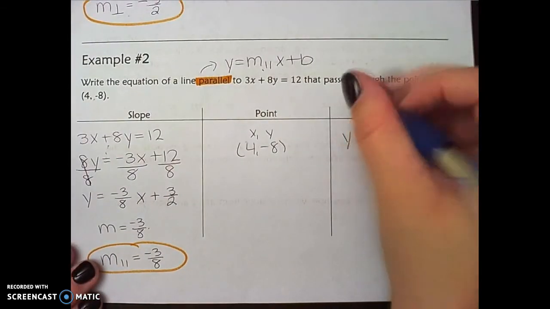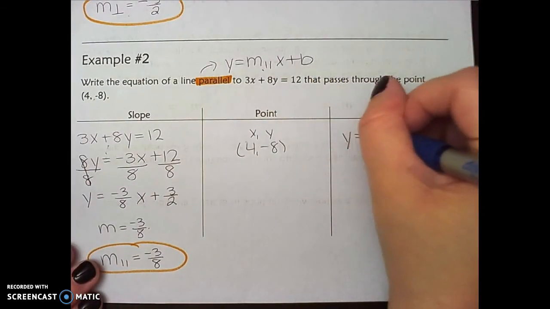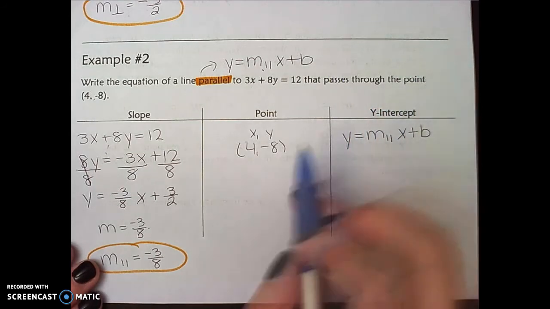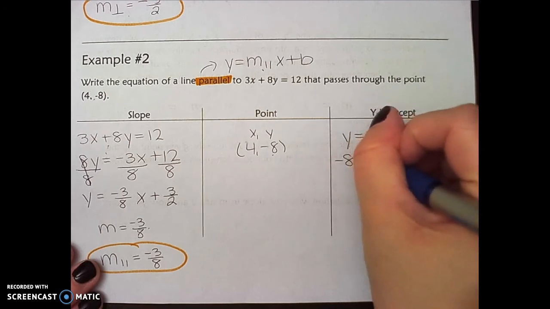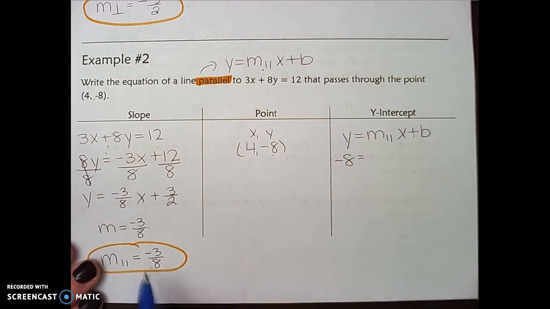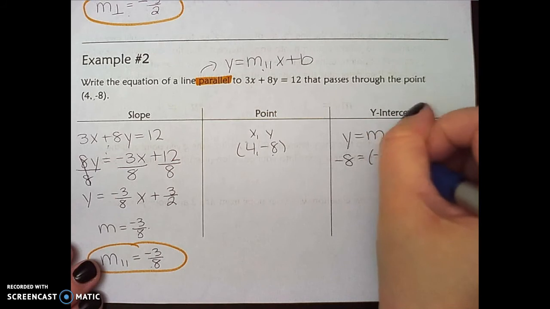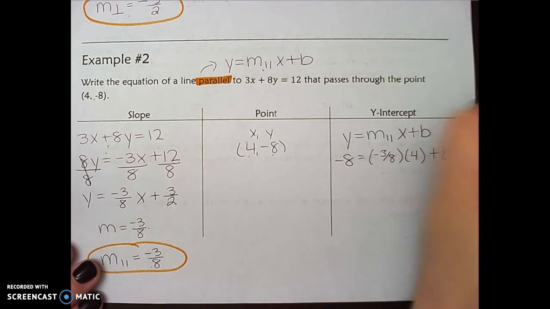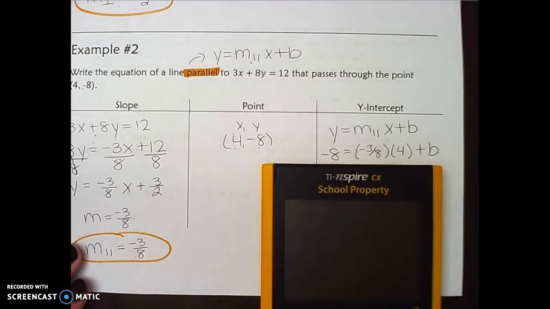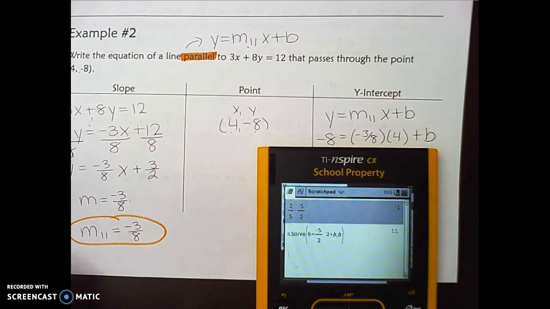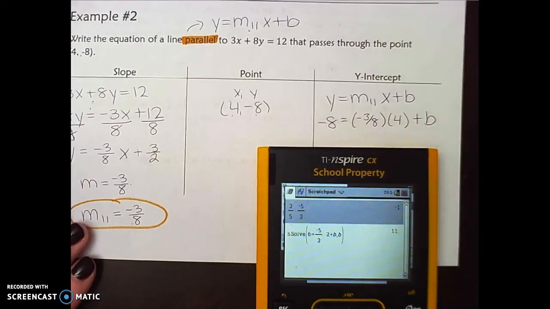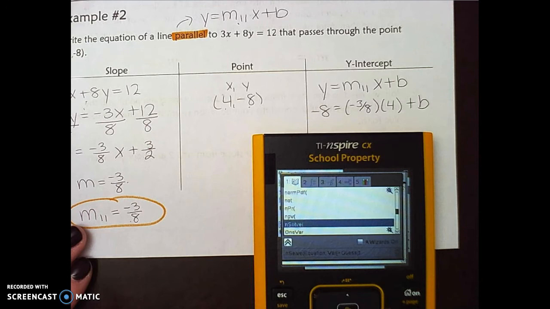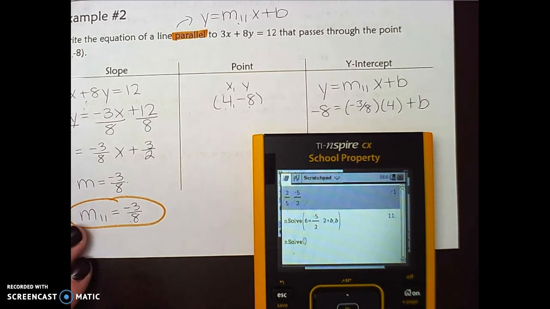So I'm going to write my equation from up here. Y equals parallel slope x plus b. I'm going to make my substitutions. Y is negative 8. My parallel slope is negative 3 over 8. My x value is 4. I'm going to bring down the plus b. In my calculator, I'm going to again use nsolve. So I'm going to go to the catalog button and hit enter, and then type in my equation.